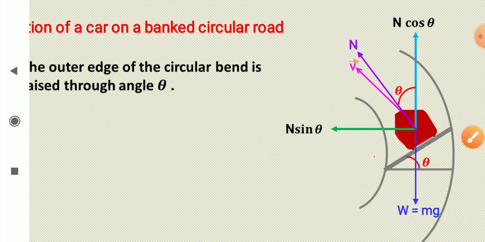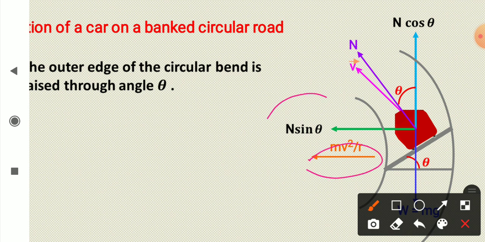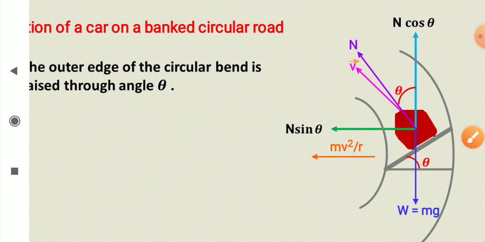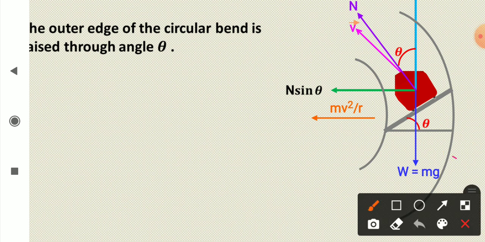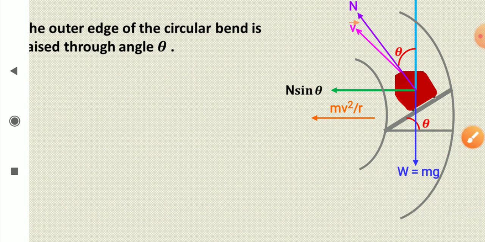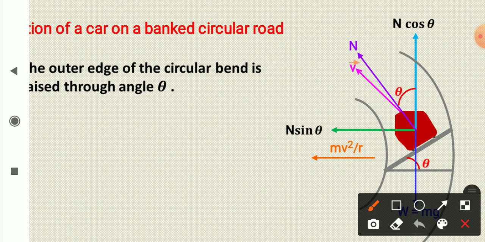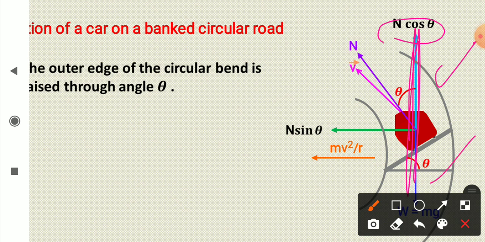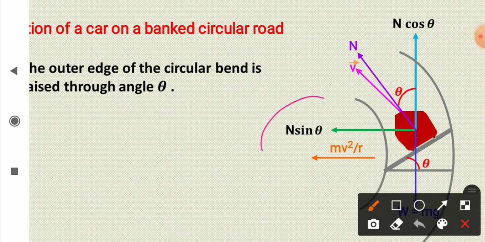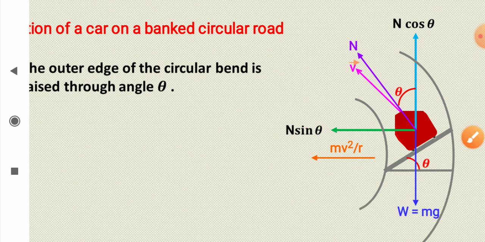Okay, see, now centripetal force is towards the center. This n sin theta provides necessary centripetal force, and this n cos theta will balance the weight of the vehicle. You can see that the weight is acting downwards. So downward force mg is equal to upward force n cos theta, and there is no motion along this direction. In this direction there is no motion, so the upward force and downward force will be equal, and this other force will give the necessary centripetal force.